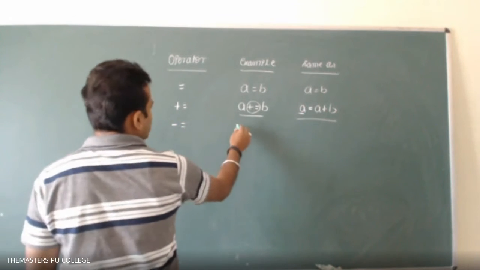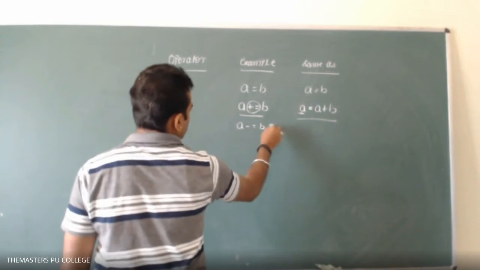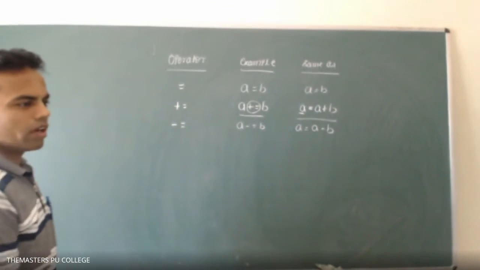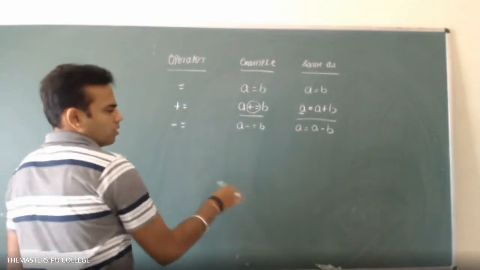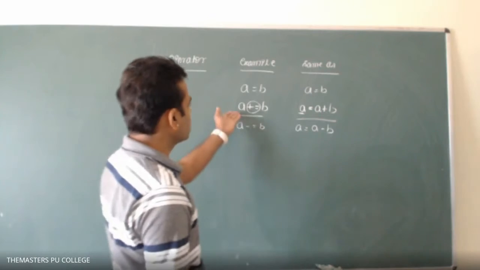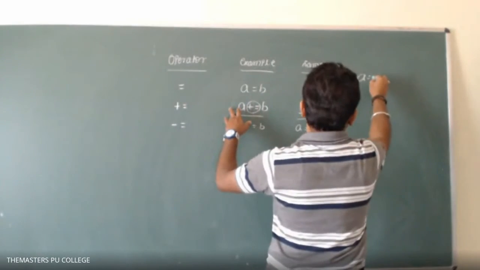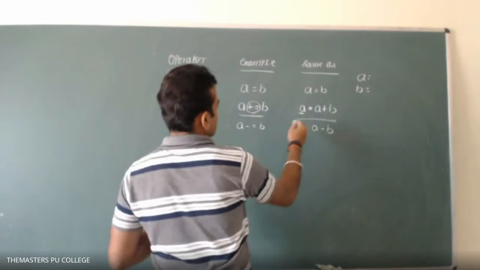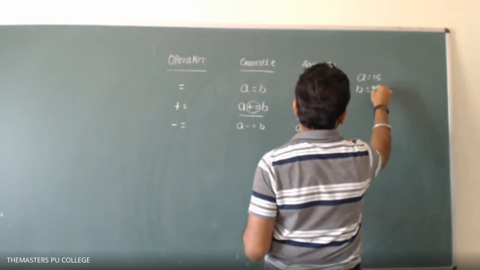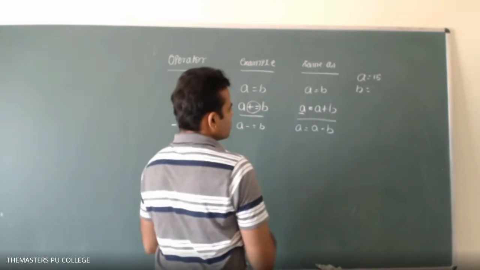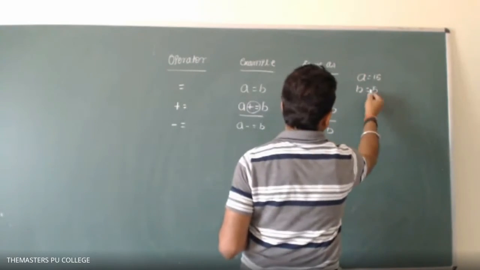minus equal as same as A minus equal to B. A is equal to A minus B. Okay. Next, value specify ಮಾಡಿ example. ನಿಮ್ಮ ಇಷ್ಟ ಮಾಡಬಹುದು, ಖಂಡಿತ ಮಾಡಬಹುದು. Okay. So A and B value, you specify the value for A and B here. 15. Right? A is equal to 15 and B is equal to what is that? B. 5. Right?